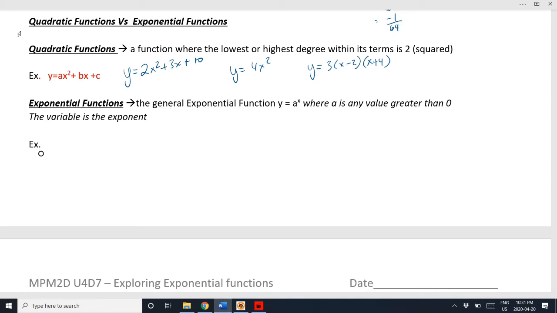Some examples of exponential functions include y equals 2 to the power of x, y equals 10 to the power of x, and we're going to be replacing the x with our different values for x. So let's see how the graphs of quadratic functions compare with those of exponential functions.